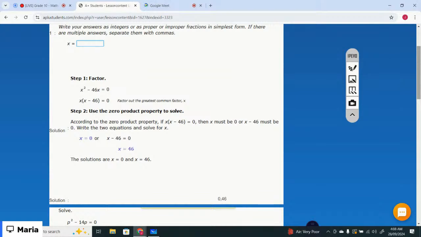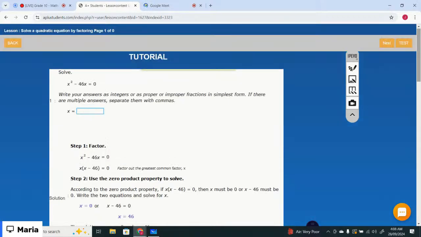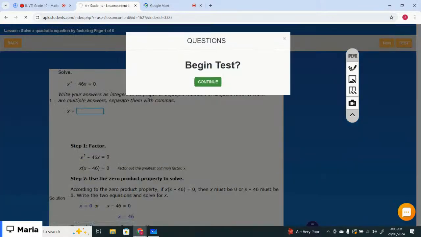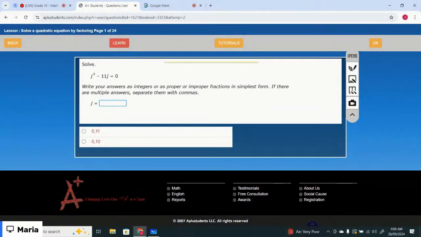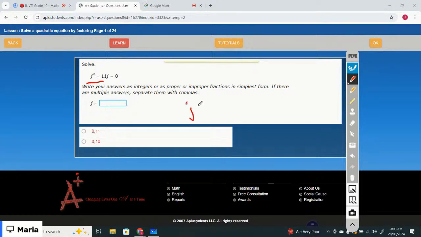Okay, so let's just start with the test questions. j square minus 11j equals 0, right? You can take common j from here. You are left with j minus 11 equals 0, right? So according to the zero product property, either j is 0 or j minus 11 is 0, right? So solve for j, j equals 11. So you have two answers, 0 and 11. Option number 1 is the correct option, that is 0 and 11.